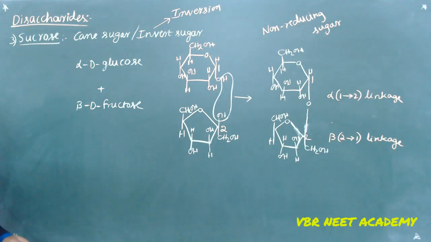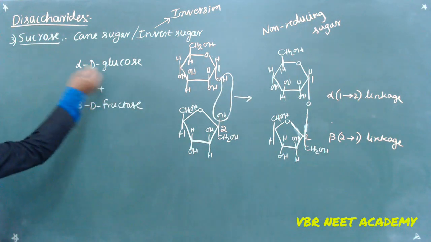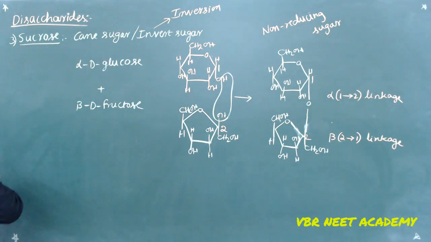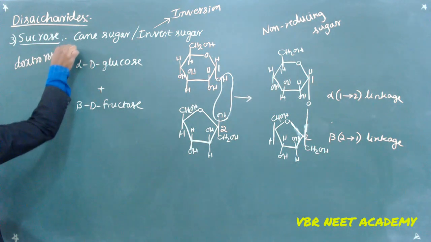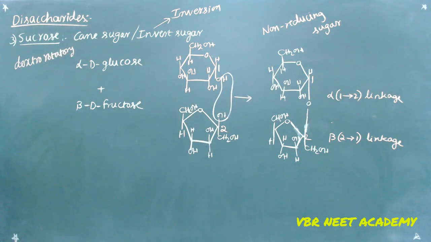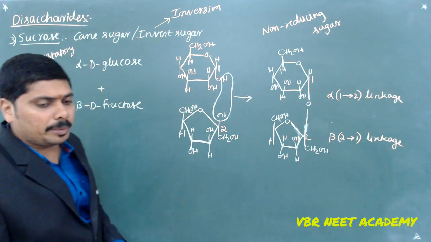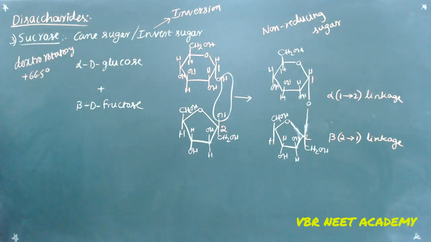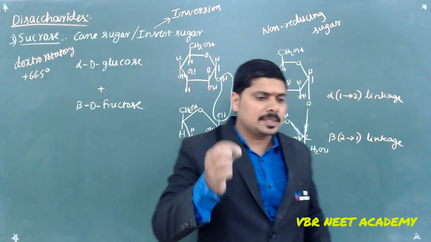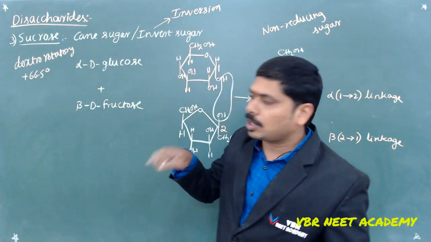When you take the sucrose molecule, it is dextrorotatory. What is the meaning of dextrorotatory? If plane polarized light is rotated towards the right-hand side, we call that dextrorotatory. If it rotates the light towards the left, it is called levorotatory. So sucrose is dextrorotatory with plus 66.5 degree rotation, that is, towards the clockwise direction.